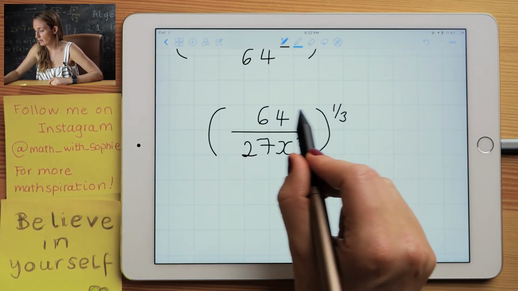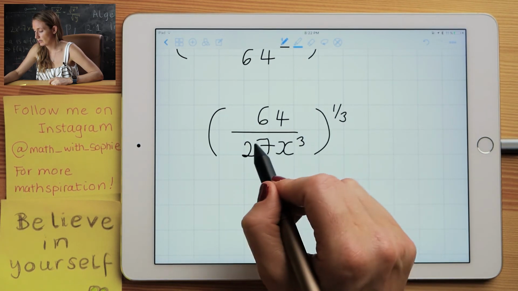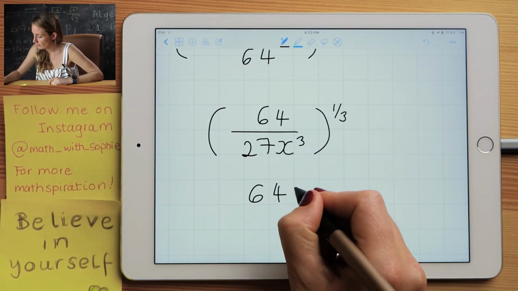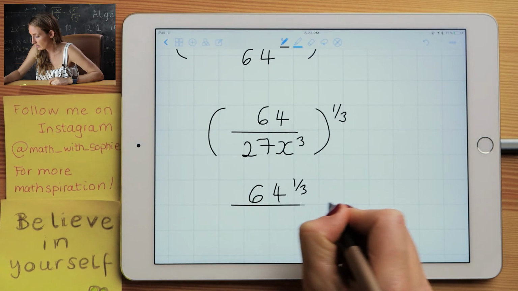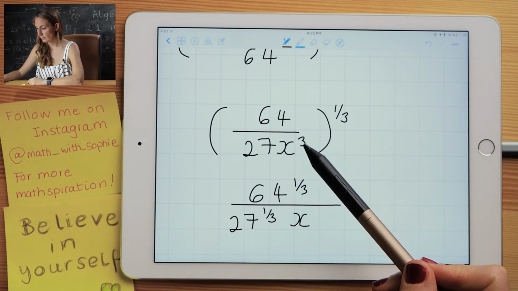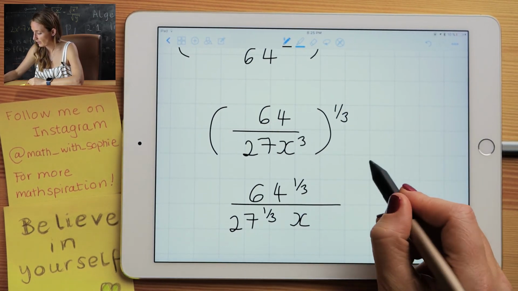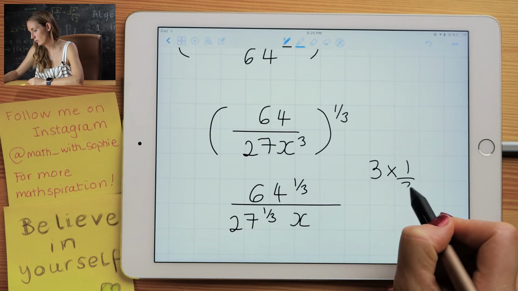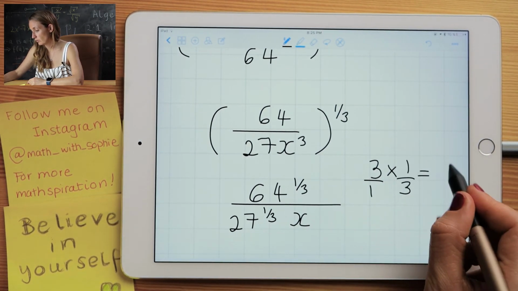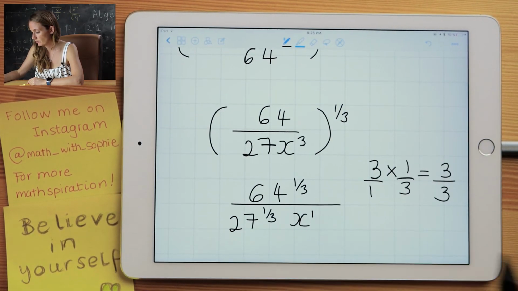Now I'm going to put that 1/3 on each number or thing inside the bracket separately. So I'm going to have 64 power 1/3 divided by 27 power 1/3. So here I'm going to multiply them. I'm going to multiply the 3 times by 1/3. Or remember, 3 over 1 times by 1/3. 3 times 1 is 3. 1 times 3 is 3. 3 divided by 3 is 1.